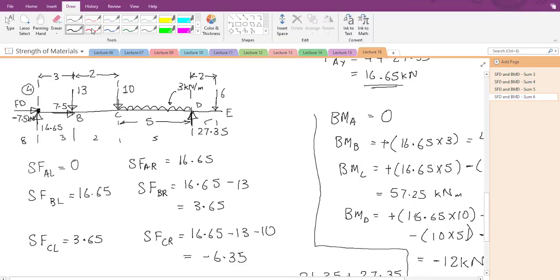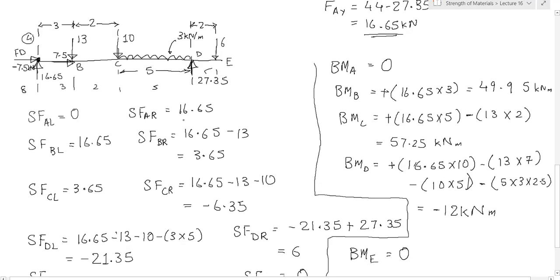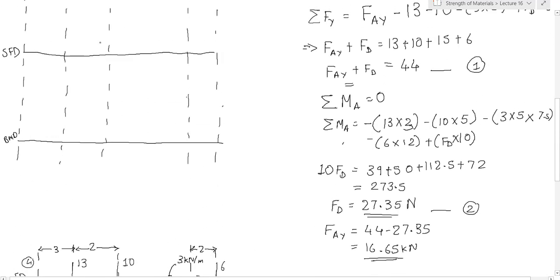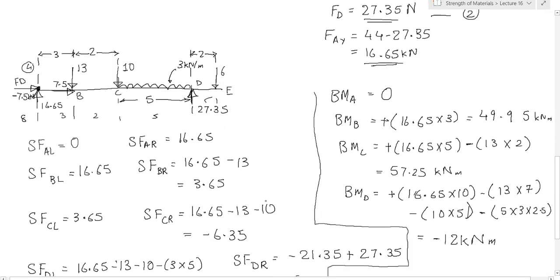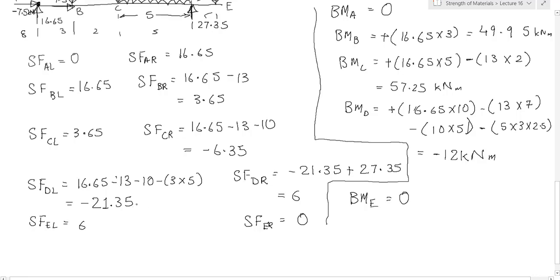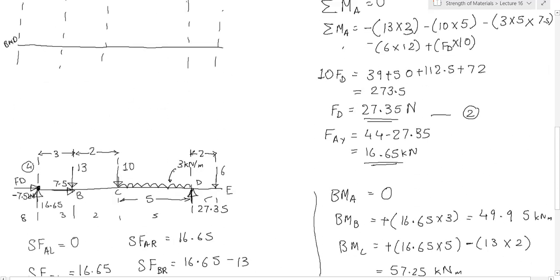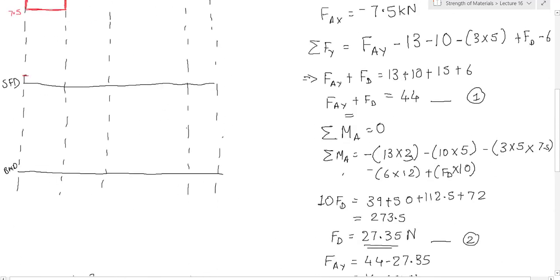I will just change the pen color. Here I have to draw the shear force. At A it is going from 0 to 16.65. First of all, what is the maximum value? Maximum value is coming out to be 21.35. So we can take each line as, let us say, 5 kilonewtons. So it will be 5, 10, 15, 20, and minus 5, minus 10, minus 15, minus 20.